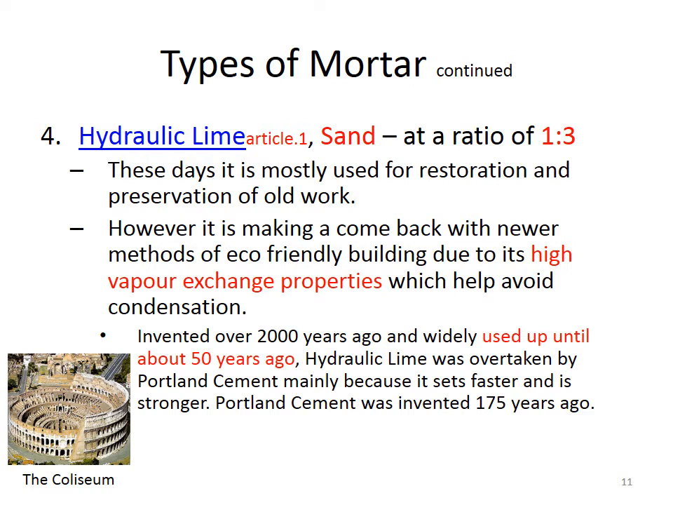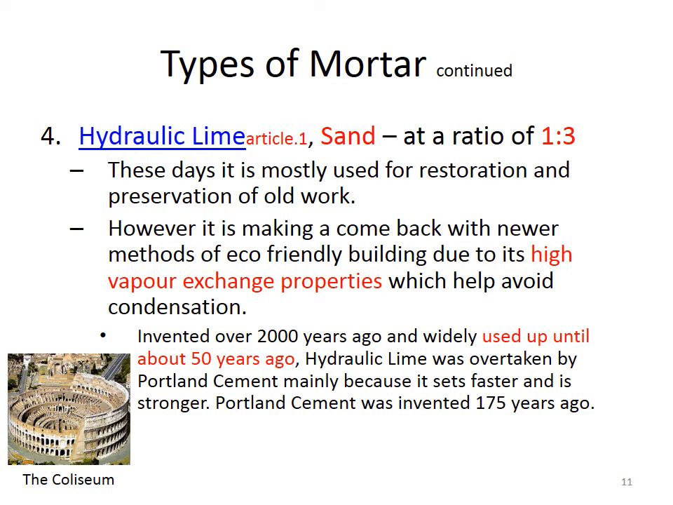Hydraulic lime was invented over 2,000 years ago and widely used up until about 50 years ago. Hydraulic lime was overtaken by Portland cement mainly because it sets faster and it's stronger. It gets earlier strength than hydraulic lime.